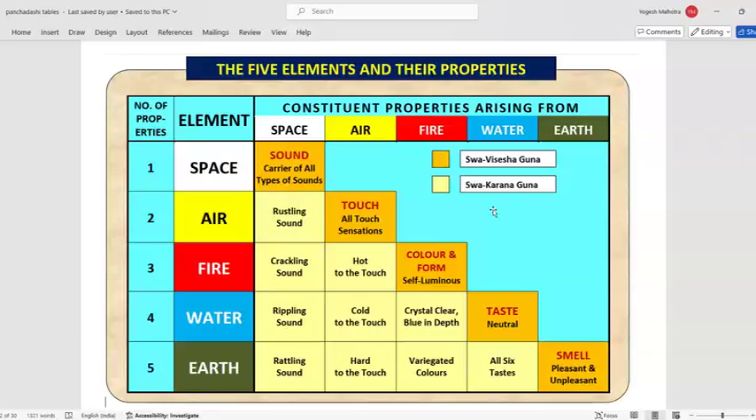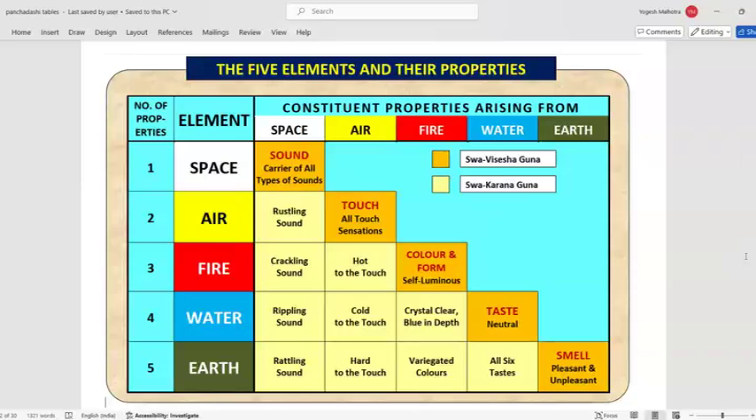And then finally, Gandha, or smell, is the property of the fifth element, the Prithvi Tattva, earth. Its own guna, the Swavishesh guna of earth or Prithvi, is this smell, and then it has all the remaining gunas also. The sound, the rattling sound. Its touch is hard to touch. Colors, it has so many different colors. There all the tastes come into manifestation, all the six tastes. All these are in this way the properties of Prithvi.